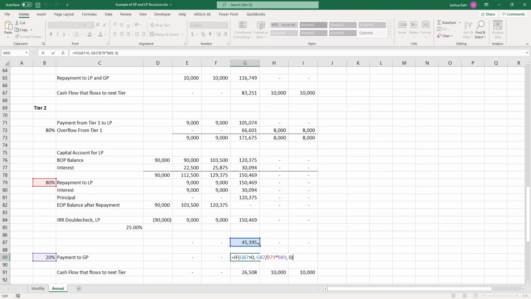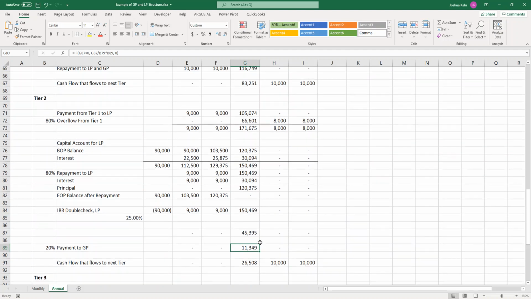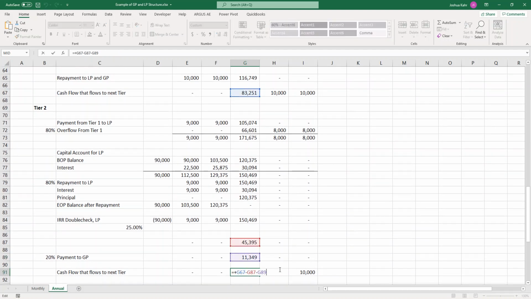That's our 80-20 split. So the end of tier two then is simply this. It's saying we started with $83,000 flowing into tier two. We're giving $45,000 to the LP, $11,000 to the GP. The remainder is the overflow. I fully realize you might have to watch this video a couple times. It's not easy, but hopefully me walking you through it is helpful.